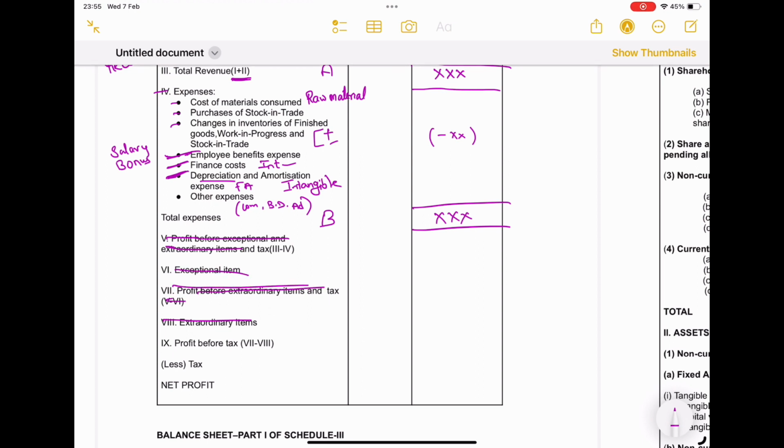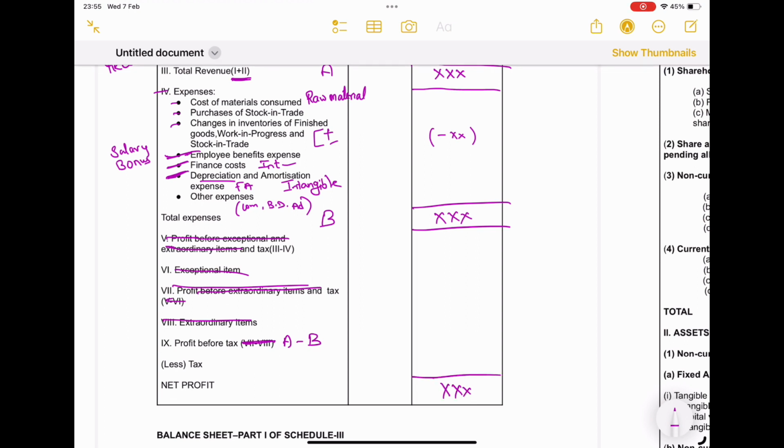Here these four points will not be covered for you, because you are learning at UG level, isn't it? These things will be there for those doing CA Inter. For them, they will have these things. So A and B are the things. Profit before tax will be A minus B, total income minus expenses. Next, less tax, you will get the net profit.